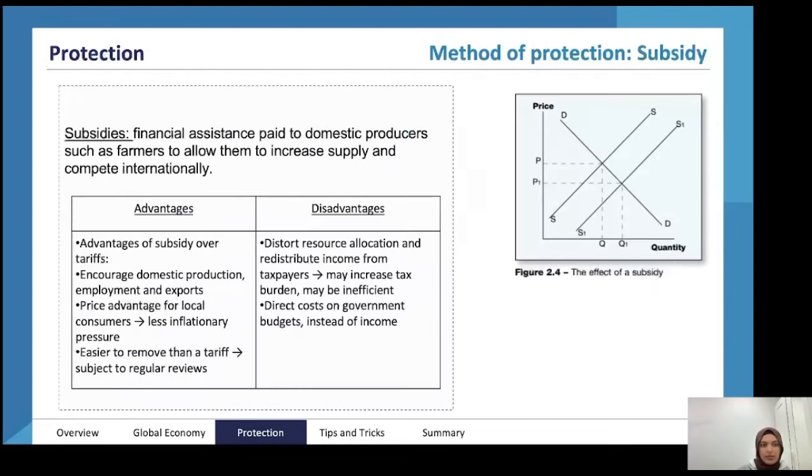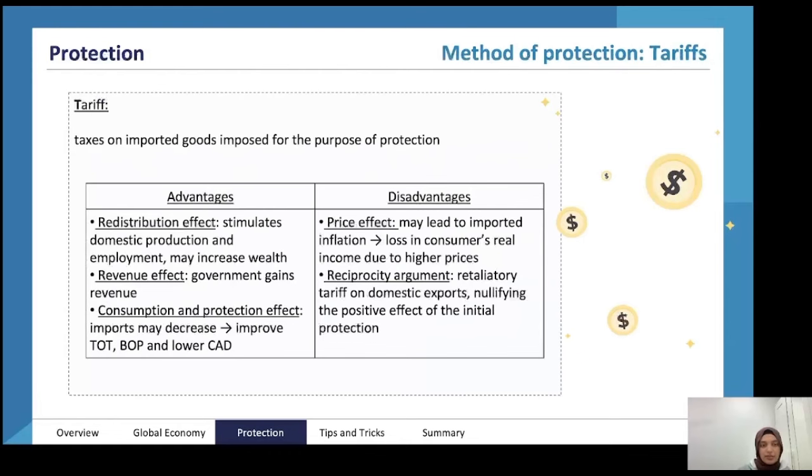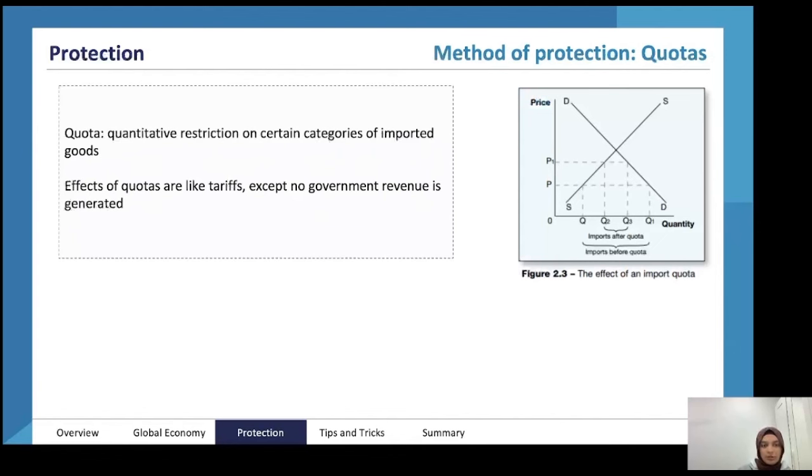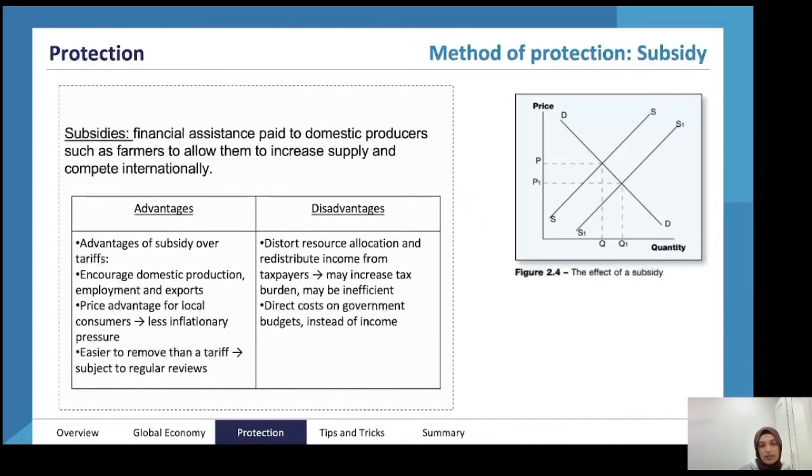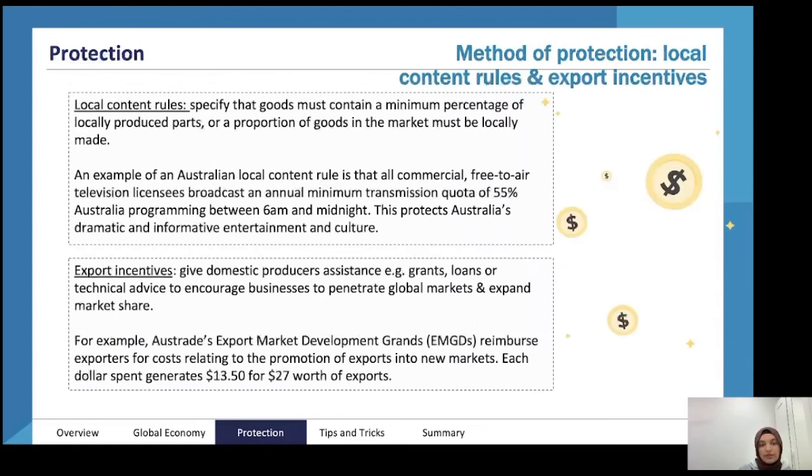So again, we went through the methods of protection. We went through tariffs, which are a tax on imported goods imposed for the purpose of protection. We went through quotas, which is a quantitative restriction on the amount that can be imported into the country. We went through a practice question, and we went through subsidies, which is financial assistance targeting domestic producers directly, helping them compete internationally. Local content rules, a minimum percentage of locally produced parts or a proportion of goods in the market that must be locally produced, and export incentives, so giving domestic producers assistance.